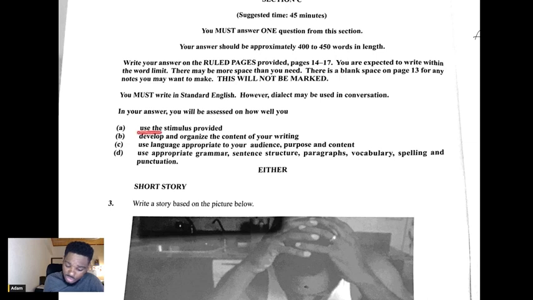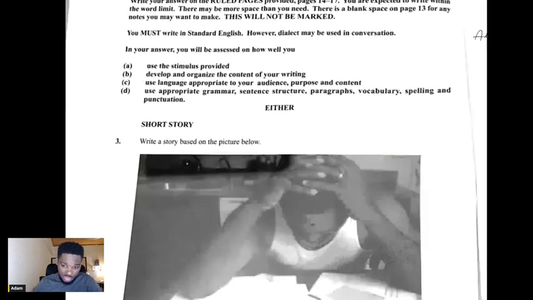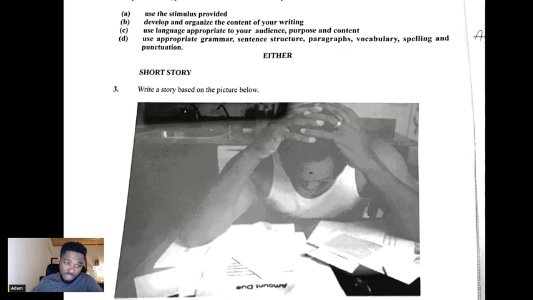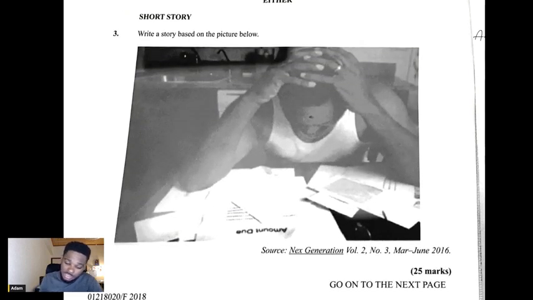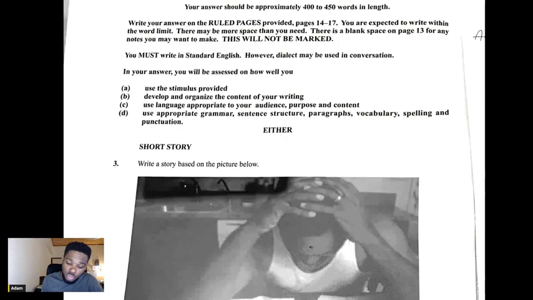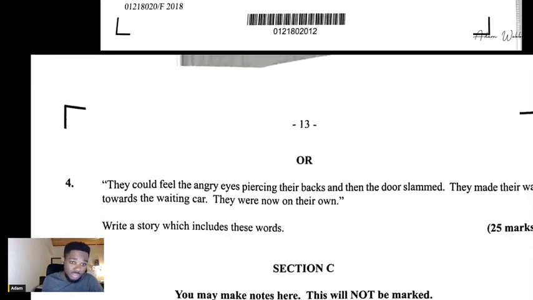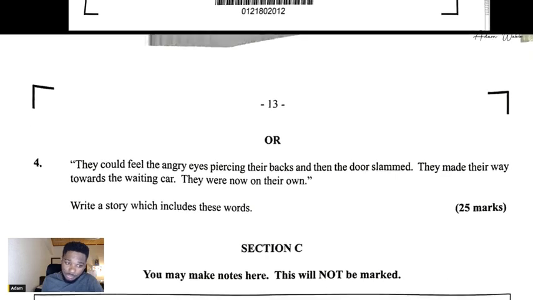First, use the stimulus provided. So let's talk about the stimuli. On the exam, the trend is you're going to have two options. You're going to make a choice between a picture, write a story based on the picture below, and that's your stimulus. They're going to judge you on how well you use it. Or you can choose to use a piece of text.